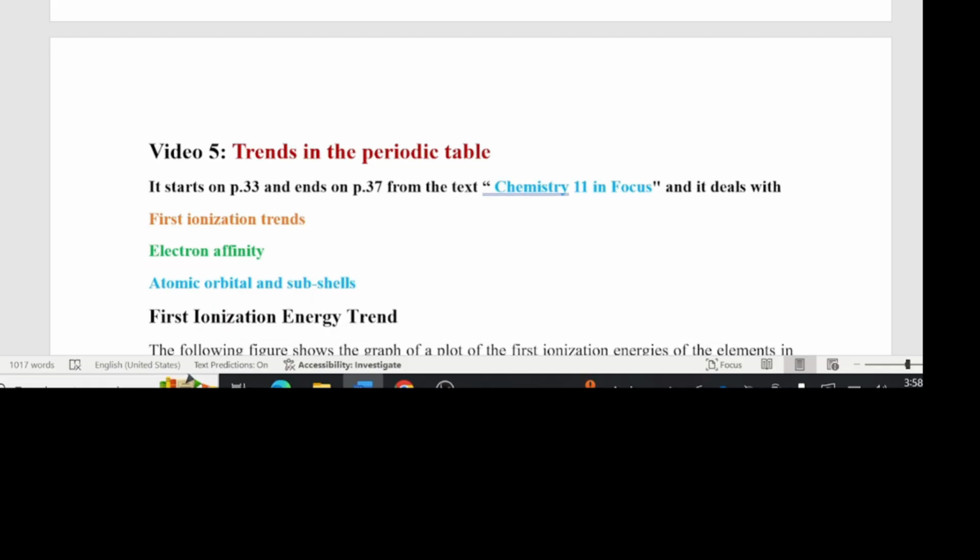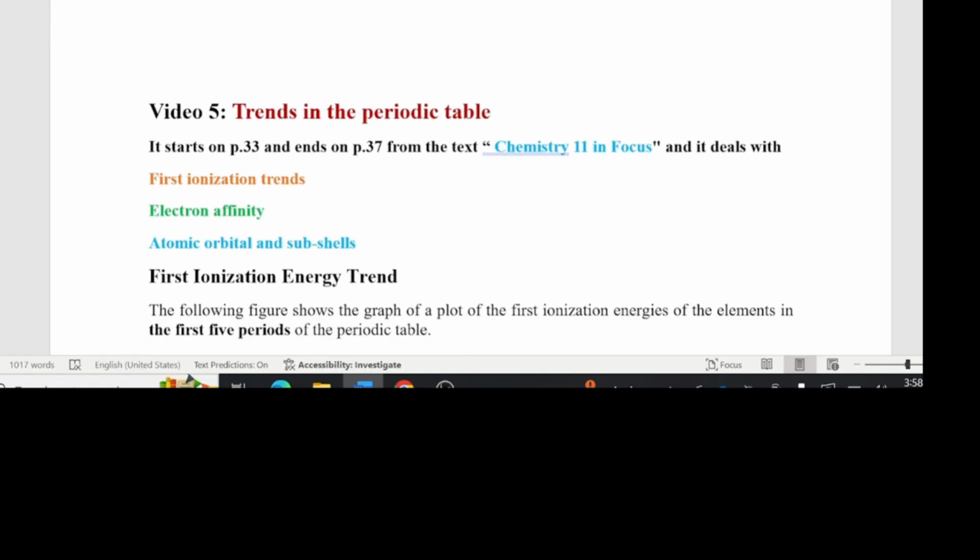Our next lesson today starts on page 33 and ends on page 37 from the text Chemistry 11 in Focus, and it deals with the following concepts. First, ionization energy trends, electron affinity, and atomic orbitals and subshells.